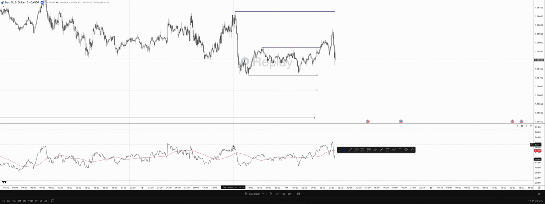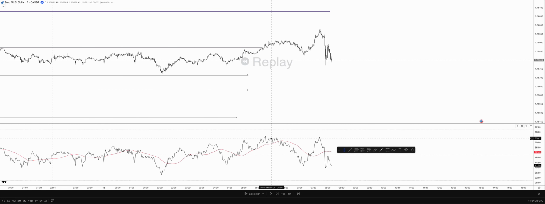was there any divergence here? Didn't really look like it. Any on the 1 minute? Yeah, so there was some minor divergence on the 1 minute here. So yeah, again, you could have been looking for shorts out of here.